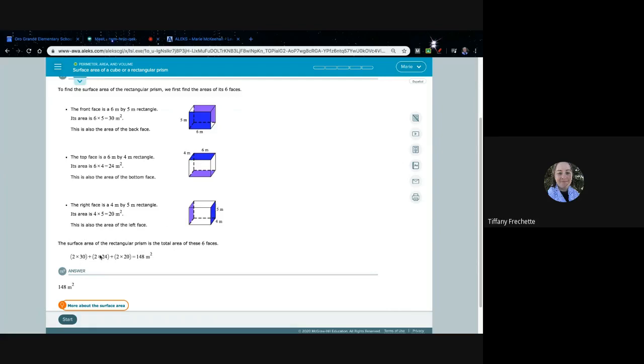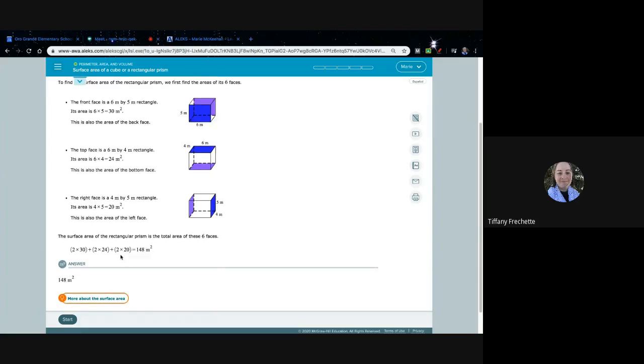So they've calculated each one, and then down here they're multiplying by 2. And that's why they're multiplying by 2. We have 2 of each, a front and a back, a top and a bottom, a right and a left. And then they just add those 3 amounts together after they multiply each one by 2. And that gives the total surface area.